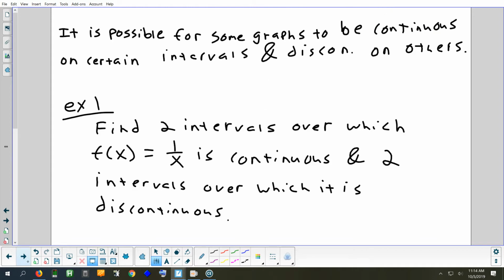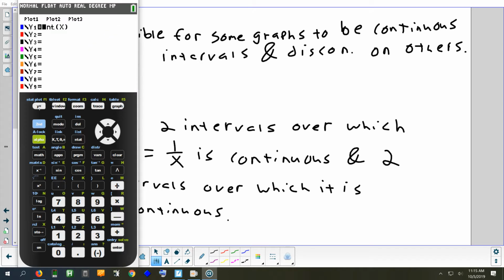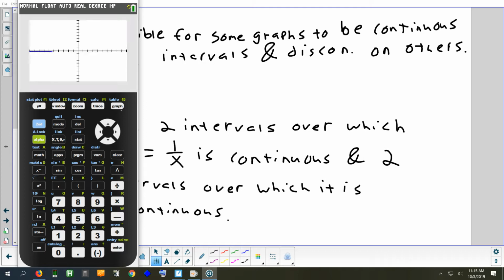All right, so when I give you guys a graph, you might be able to find some sections of the graph that are continuous, but then other sections are not. So we're going to look at this graph right here, the graph of 1 over x. Let's type that in first. First of all, when I graph that, is there any value you are not allowed to use for x? 0. You can't use 0, so something weird is going to happen at 0, and you can see what happens.